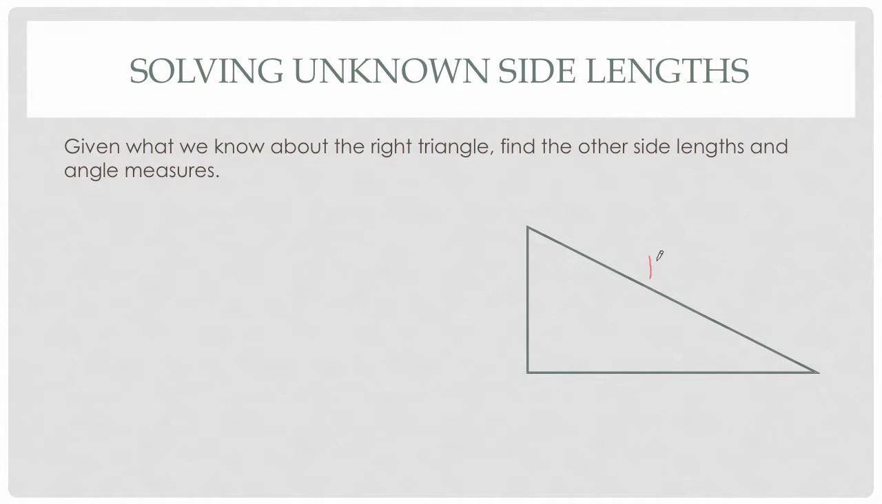All we knew at first was it was a right triangle. We knew the hypotenuse was 12. We knew this angle was 28 degrees. And just based on those things, we were able to find every other side and angle measure of this triangle. It's approximately 5.6, and this one was approximately 10.6. There you go. That's using trig to find unknown side lengths and angle measures.